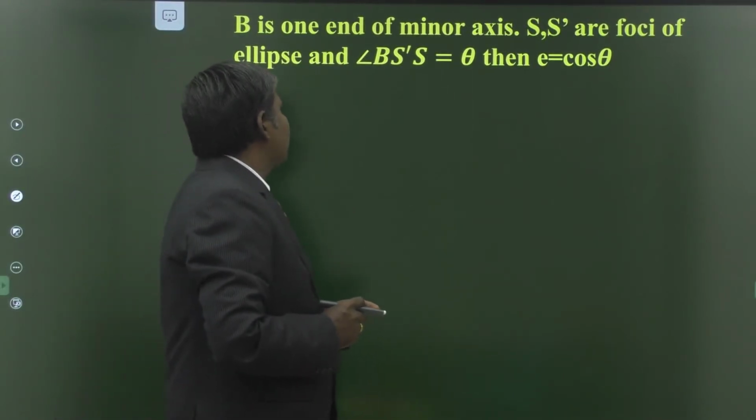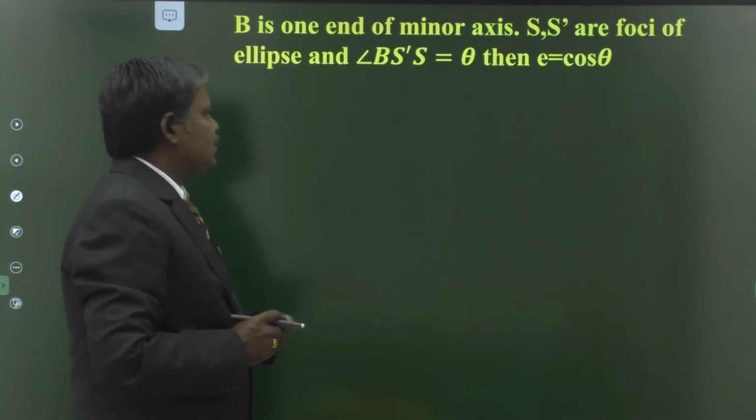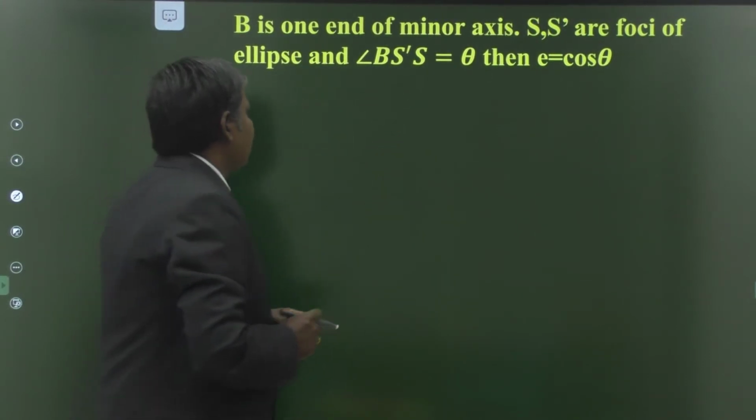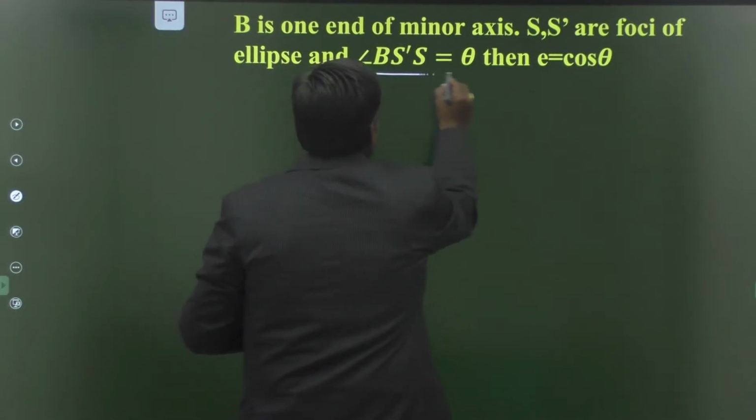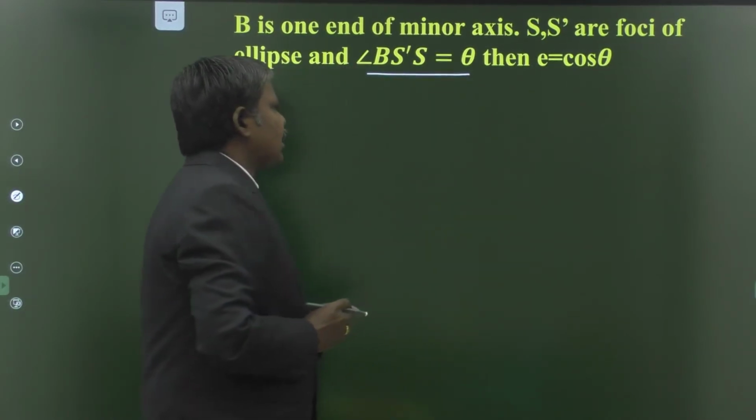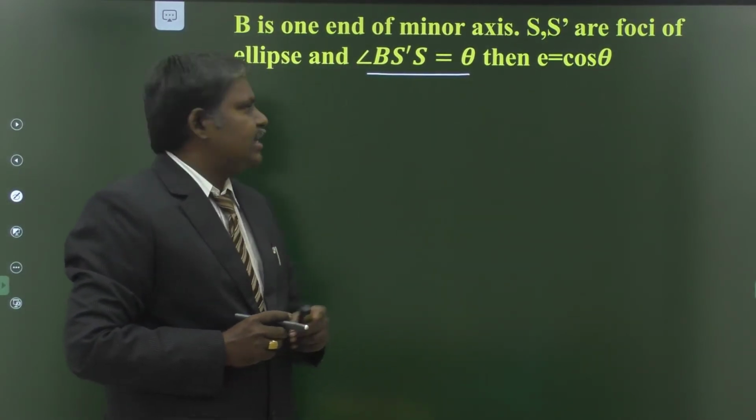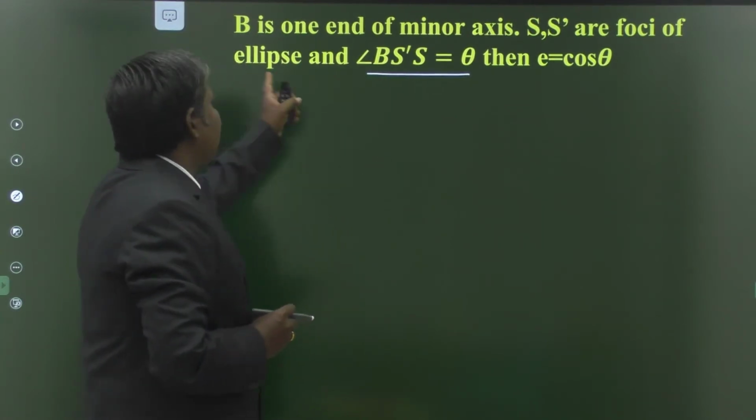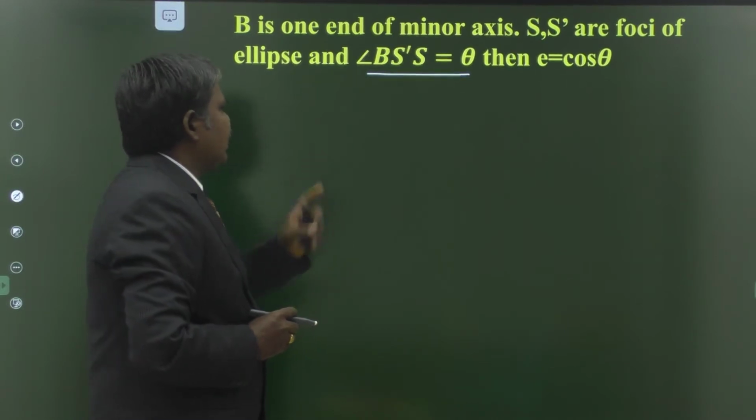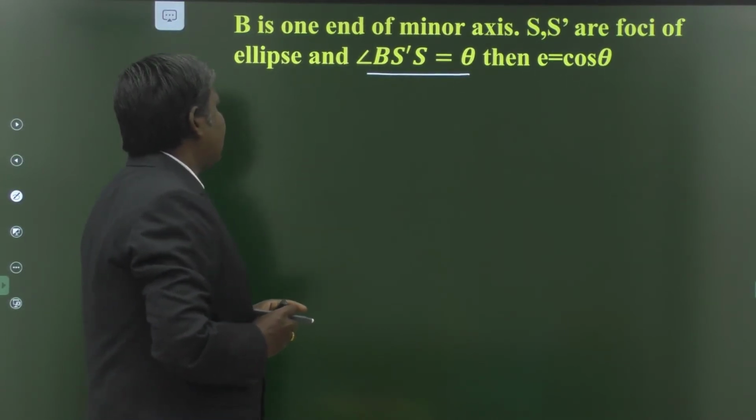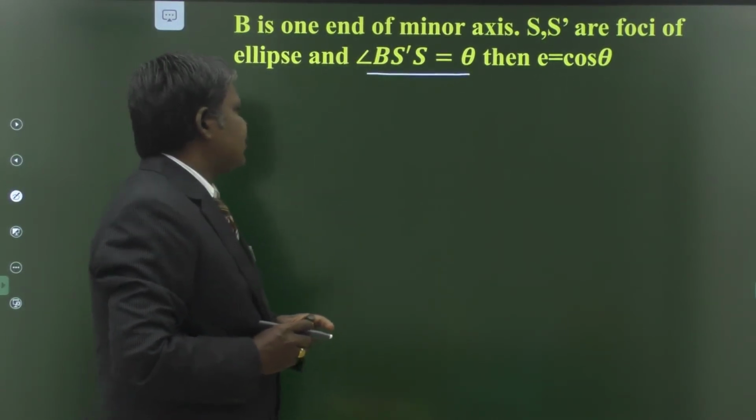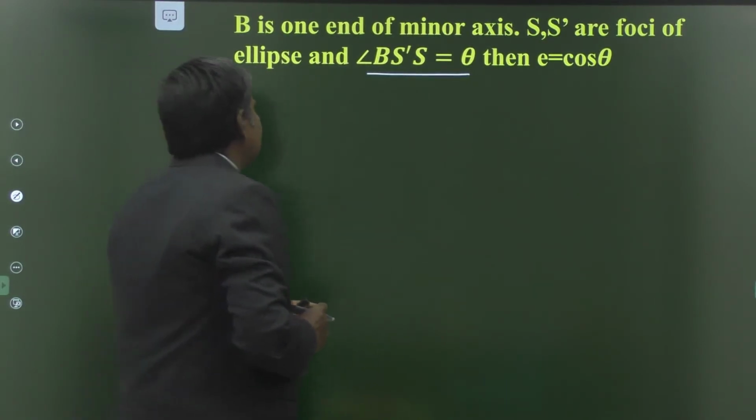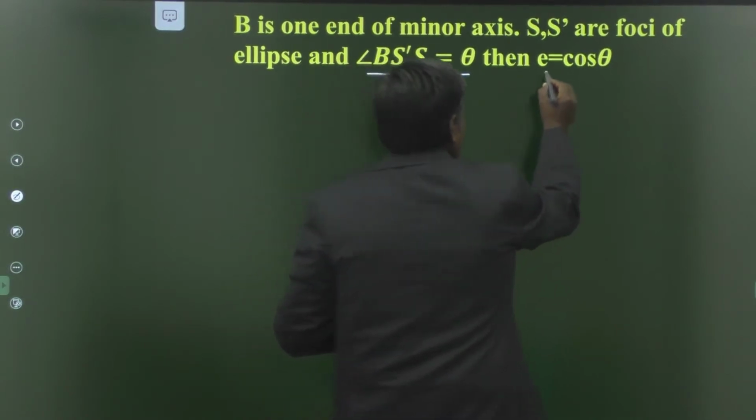B is 1.5 the minor axis. S and S dash are foci of the ellipse. If angle B S dash S is theta, then eccentricity E is equal to cos theta. Then we have to show that the eccentricity of the ellipse is what? Cos theta.